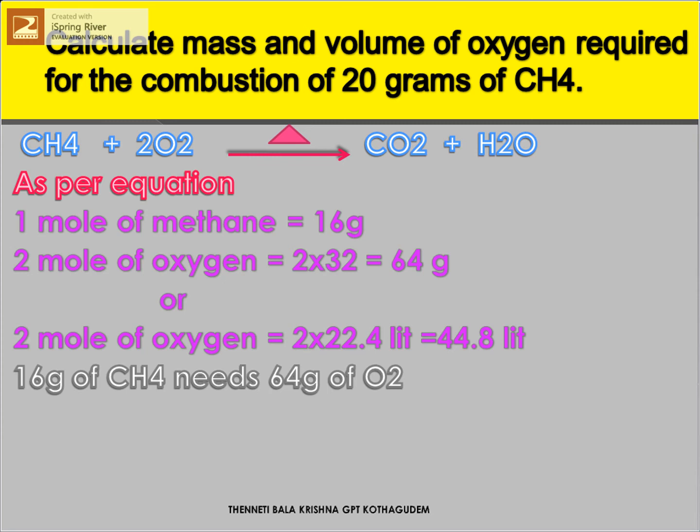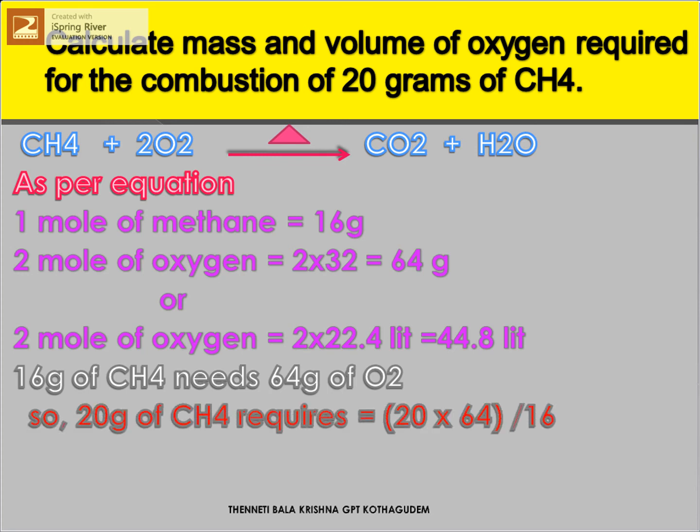The question is 20 grams. For example, if we have 16 rupees, we will get 64 chocolates. Okay. So if you have 20 rupees, how many chocolates do you get? More chocolates or fewer chocolates? More chocolates. How much? We calculate. How to calculate?